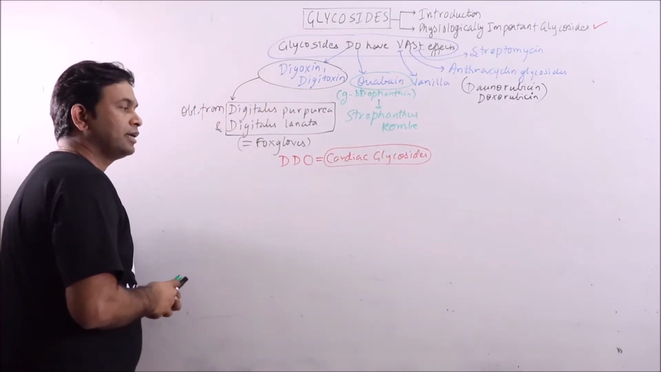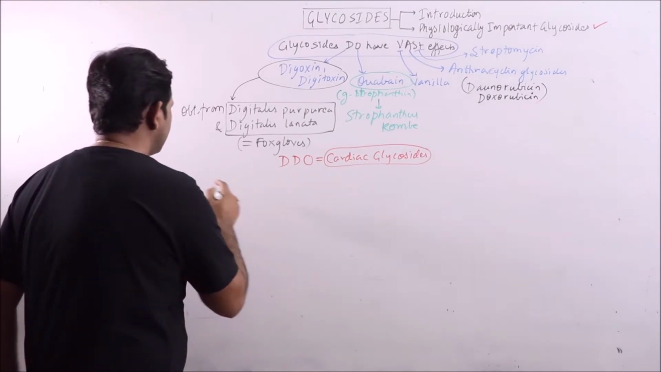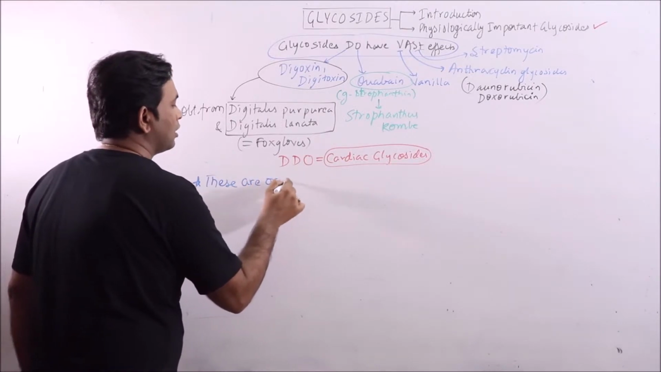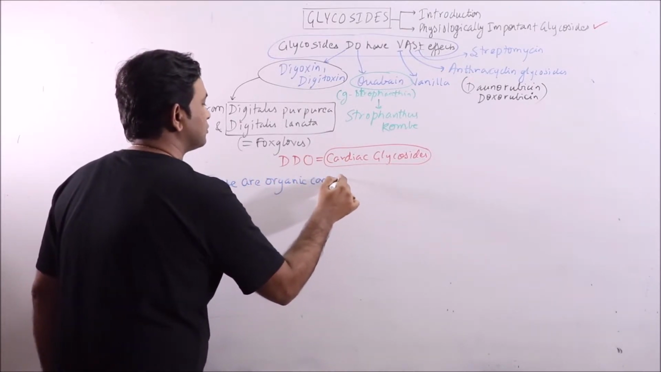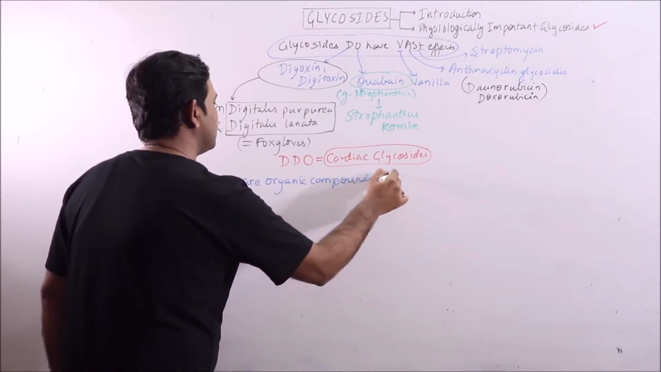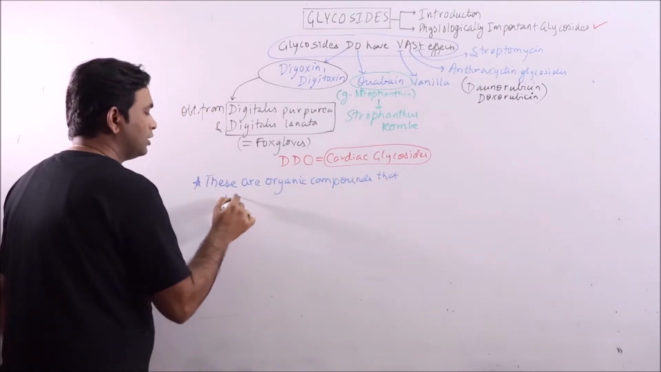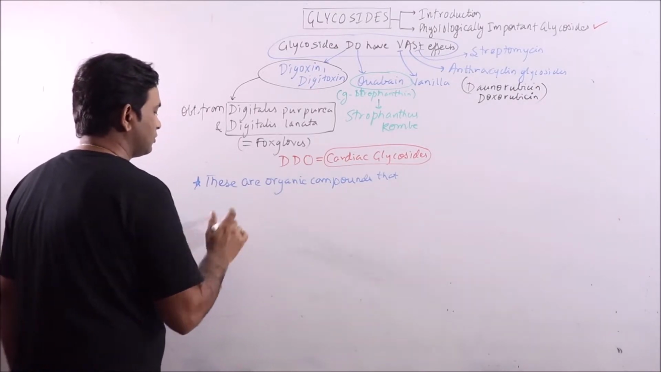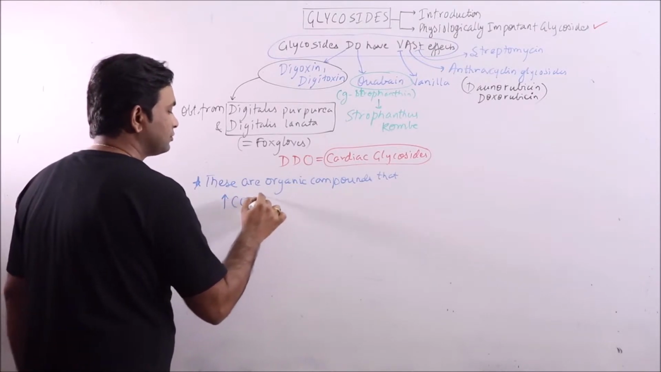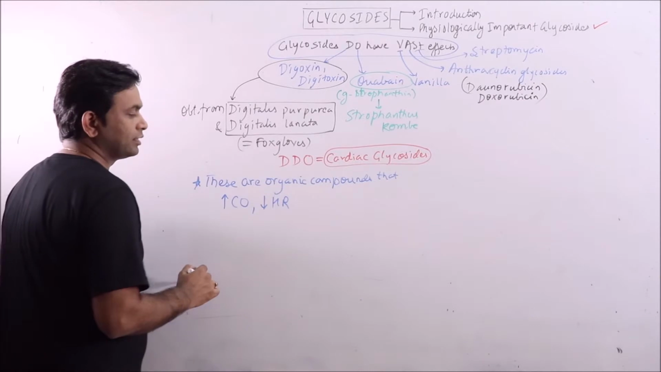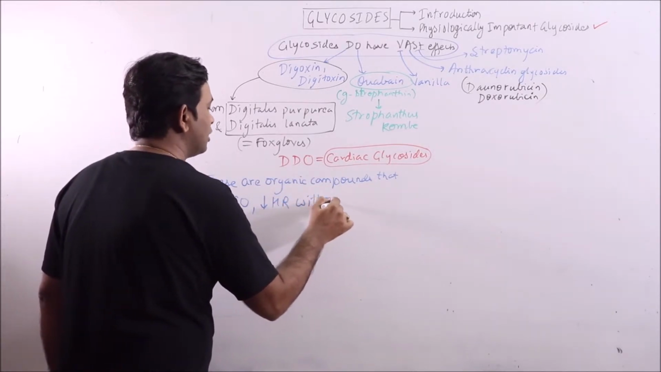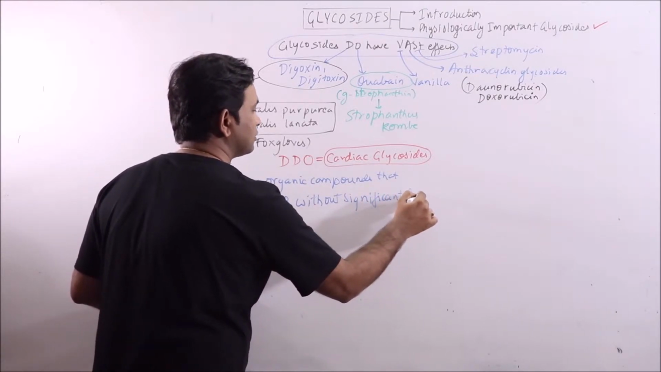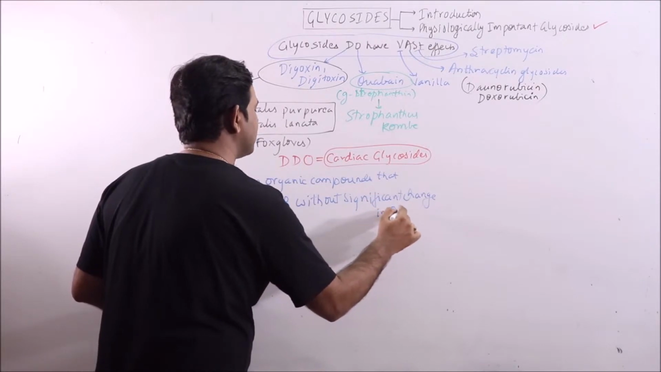Now, what are cardiac glycosides? These are organic compounds that increase the cardiac output and decrease the heart rate without significant change in blood pressure.